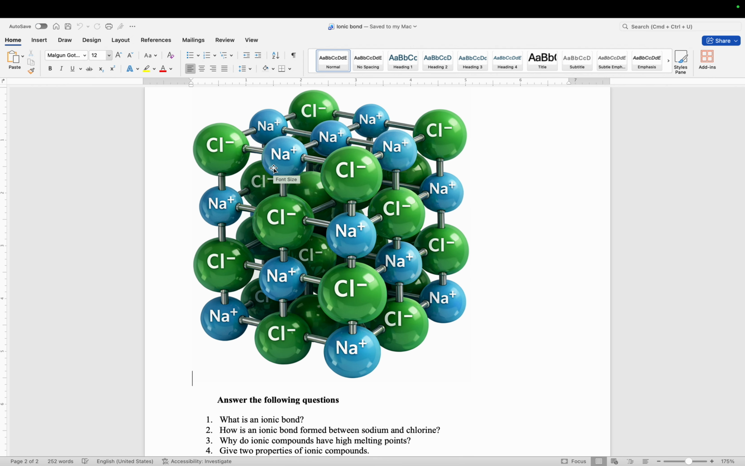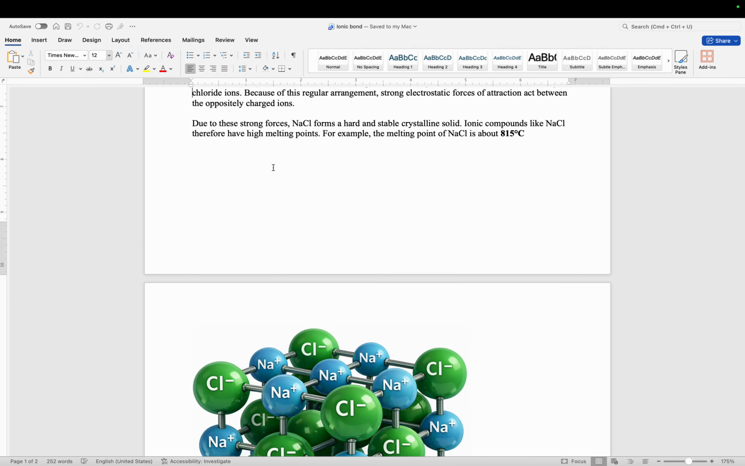If we discuss the properties of ionic compounds, the very first property is that ionic compounds have very high melting points. Why do ionic compounds have high melting points? Suppose NaCl has a very high melting point, that is 815 degrees Celsius. Why is it so high?